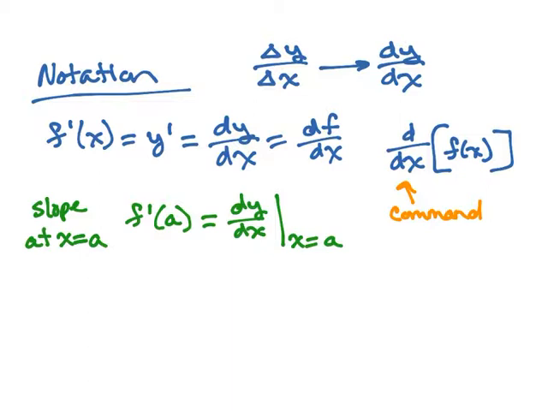When it comes to slope, the notation we used in the last example to find the slope is we plug the value of x we're interested in, in this case I'm calling it a, into f prime of x and get a number. That is the slope of the tangent line at that point a. Another way of writing that is dy dx given x equals a. That vertical line is read as "given."